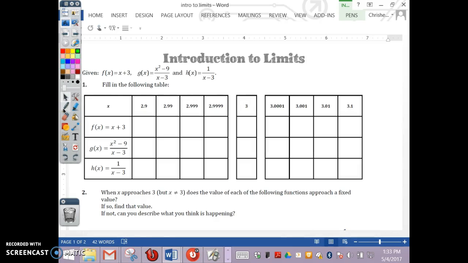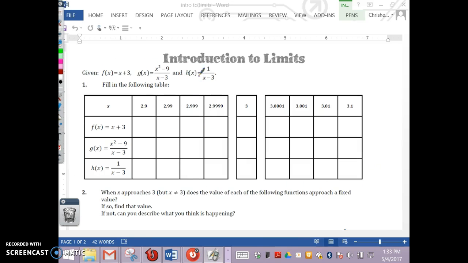This is a video on the introduction to limits. So the first thing we're going to do is fill out these tables for 3 different functions. We're going to start with f of x, which is just your general linear function, x plus 3.